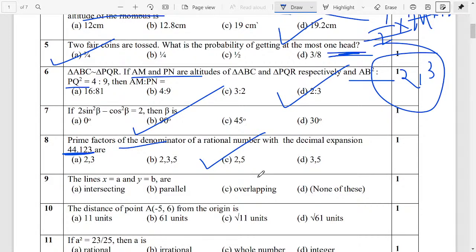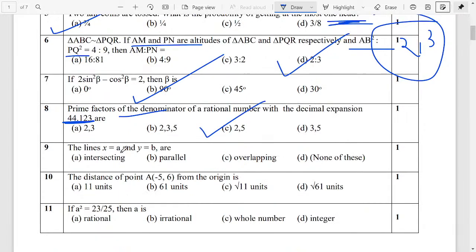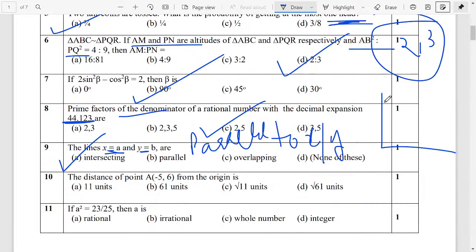Next, the lines x is equal to a and y is equal to b are intersecting. Why? Because whenever a line is equal to that, it means that line is parallel to the x or y axis. So if one line is parallel to the x axis and one line is parallel to the y axis, it means they will meet at a point.